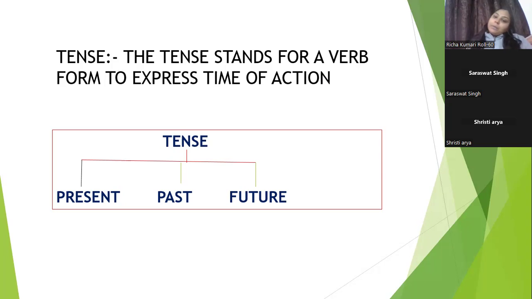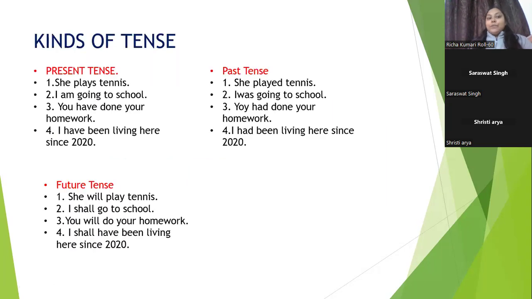So if I talk about the kinds of tense, how many kinds of tense are there, or how many types of tense are there? Ma'am, tense is of 3 types: present, past, and future. Okay. Tense is of three types: present, past, and future. Now see, kinds of tense.